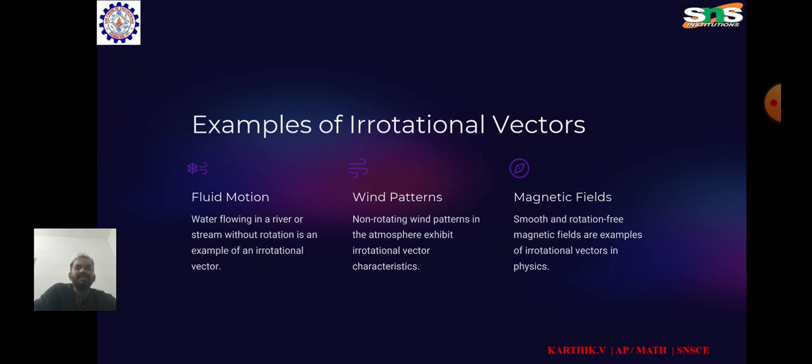Magnetic fields in certain materials. In some materials, such as superconductors, at certain temperatures, the magnetic field can behave as if it is irrotational due to the expulsion of the magnetic flux.